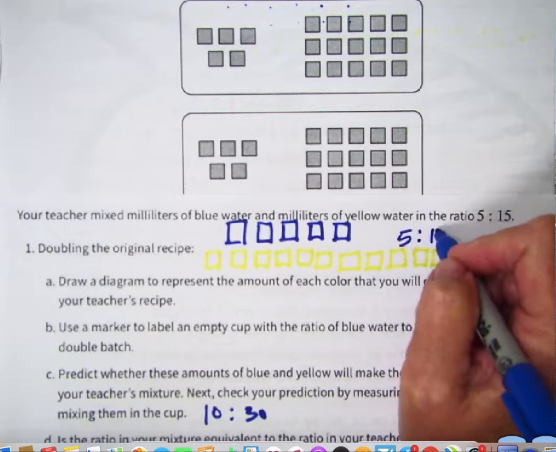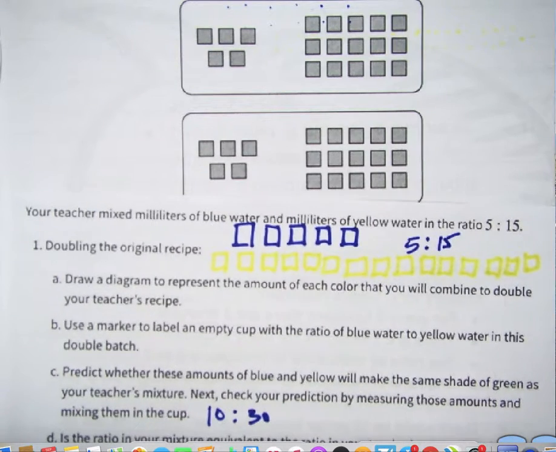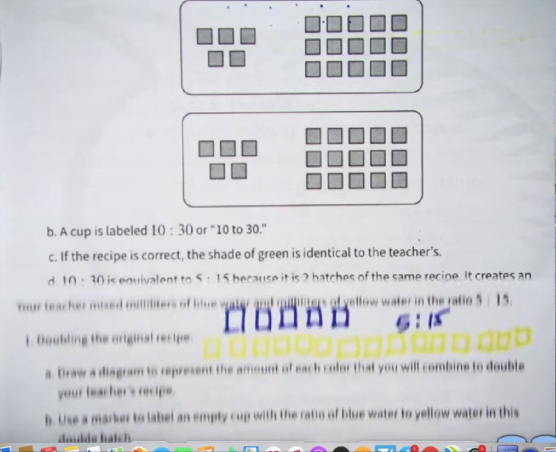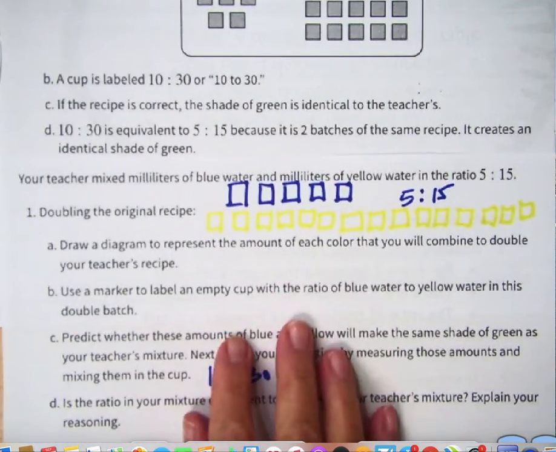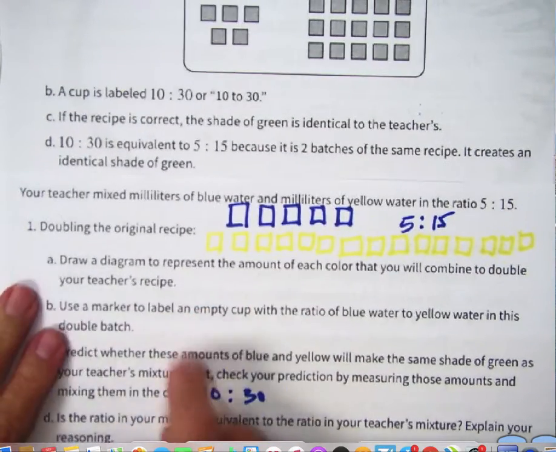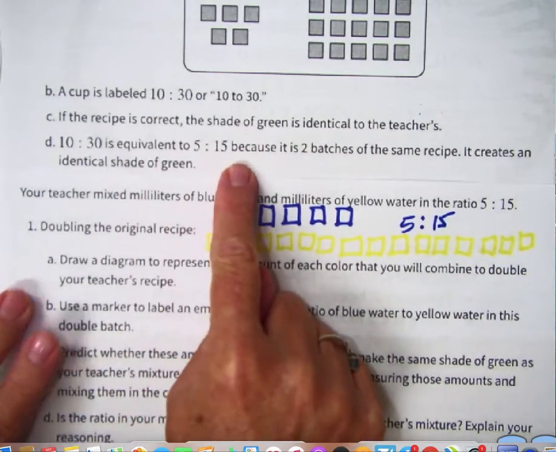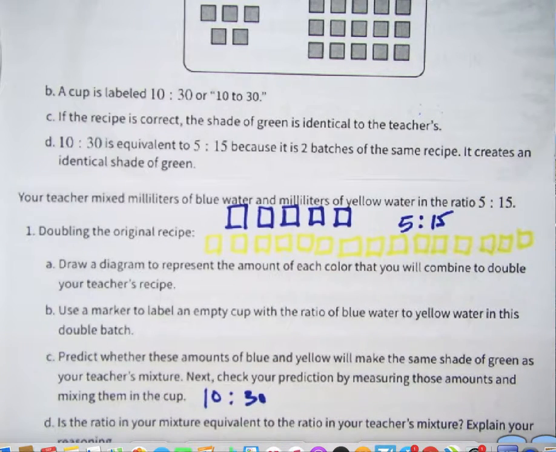5 to 15. How do I go from 5 to 10? Well, I multiply by 2. How do I go from 15 to 30? Again, I multiply by 2. Okay? So there's your explanation. 10 to 30 is equivalent to 5 to 15 because it's 2 batches of the same recipe. And it will create an identical shade of green.